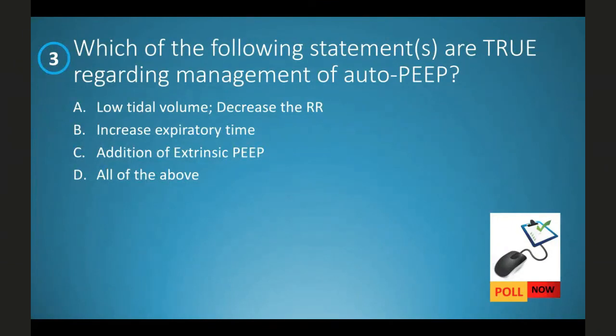How was the response, Dr. Prabhu? More than 75% of our participants have opted for choice D, sir. All of the above is what they selected. Fine. You need to get the single best response. Option A is correct, B is correct, C is also correct. So all of the above should be the best option.